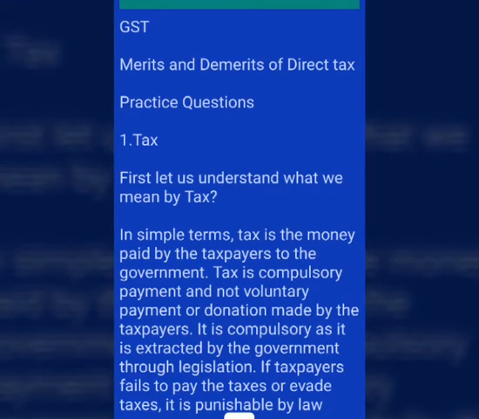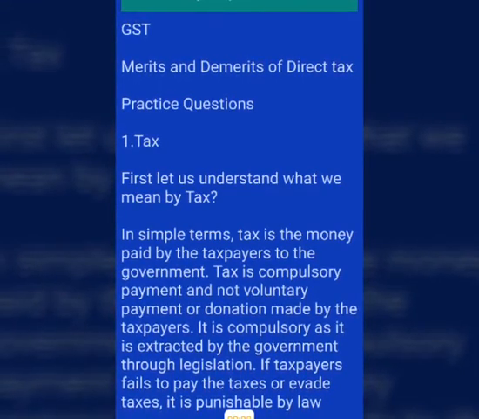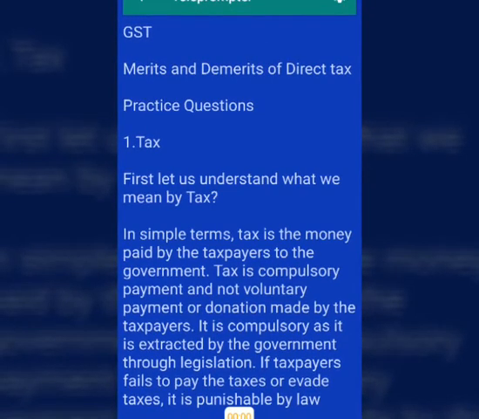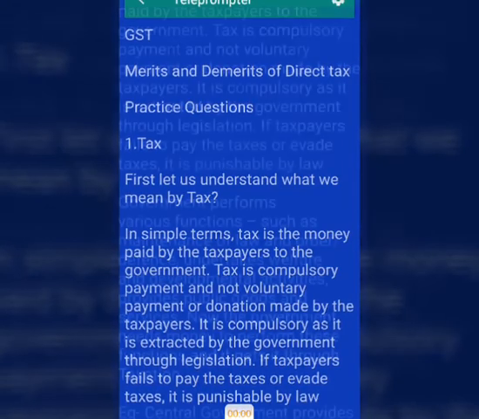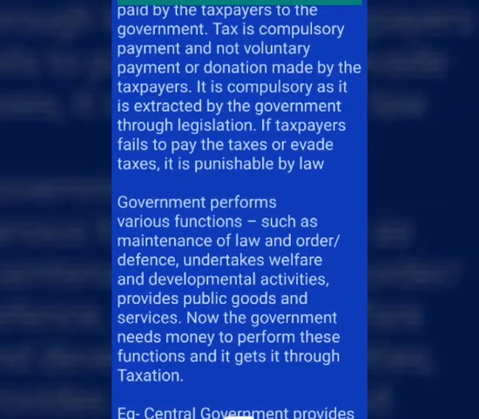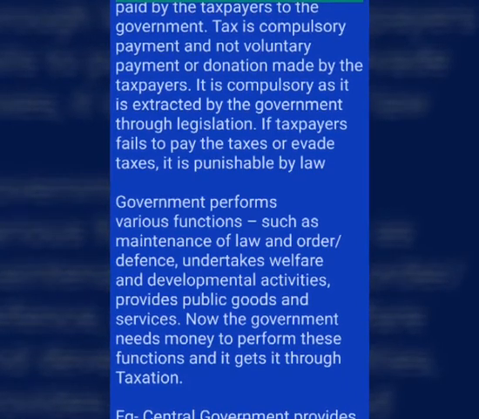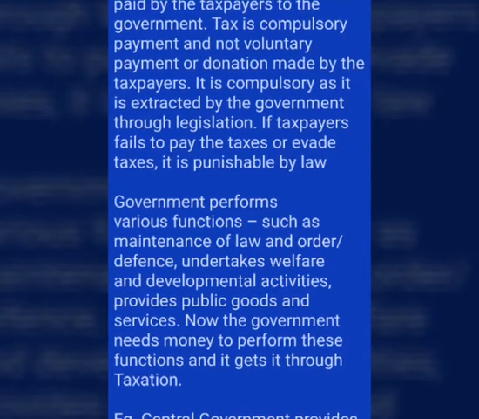Government performs various functions, such as maintenance of law and order, defense, undertaking welfare and developmental activities, and providing public goods and services. Now the government needs money to perform these functions and it gets it through taxation. E.g., the central government provides income support to farmers, PM Kisan, scholarships to the vulnerable sections, etc. These are funded by the taxpayers' money.